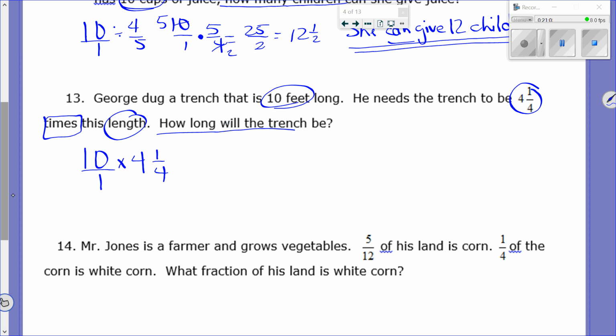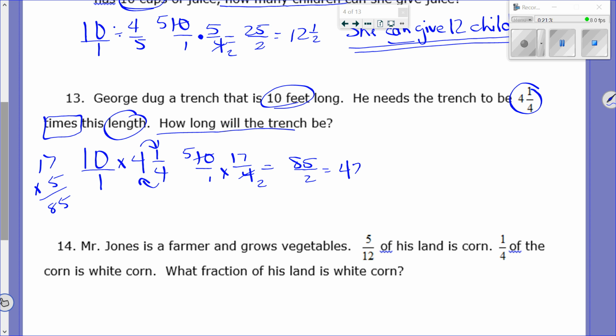So again, we have to make them into improper fractions. The whole number, I just put a 1. The mixed number, I slam dunk. So 10 over 1 times 4 times 4 is 16 plus 1 is 17. I have one reduction I can do by 2, gives me a 2 and a 5. So 17 times 5 gives me 85. That's going to be 85 over 2. 2 is going to go into 8 4 times. Goes into 5 twice with 1 left over. So 42 and a half feet in total.